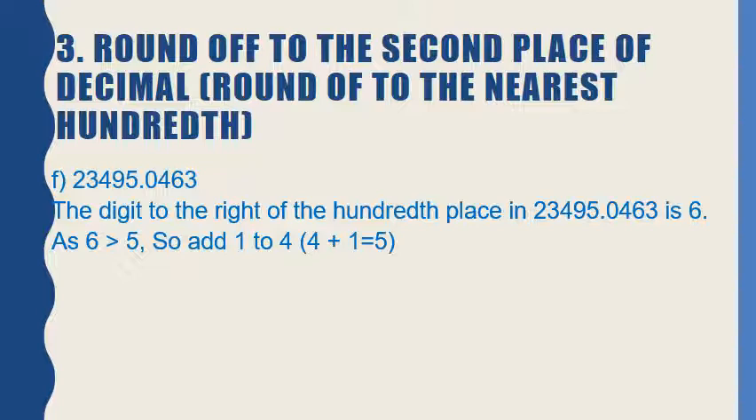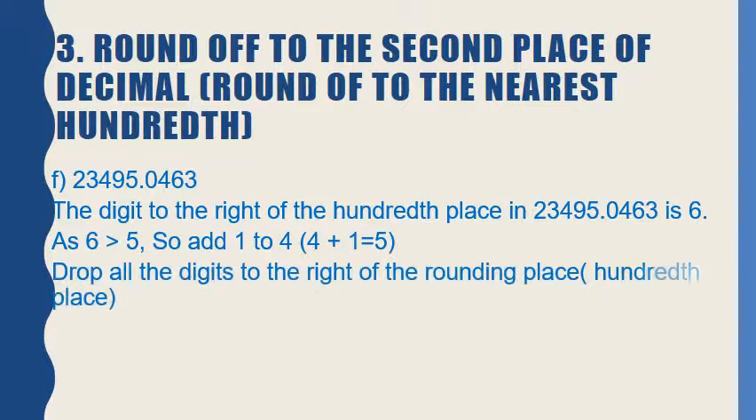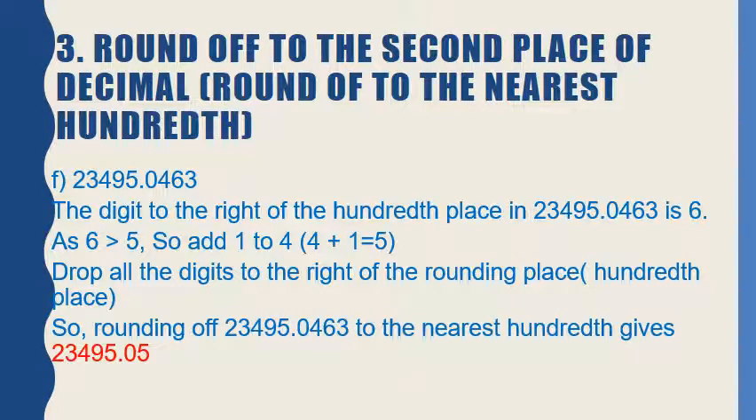at the rounding off place or at the hundredth place. So 4 plus 1 is equal to 5. And we will drop all the digits to the right of the rounding place, that is to the right of the hundredth place. So rounding off 23,495.0463 to the nearest hundredth gives 23,495.05.